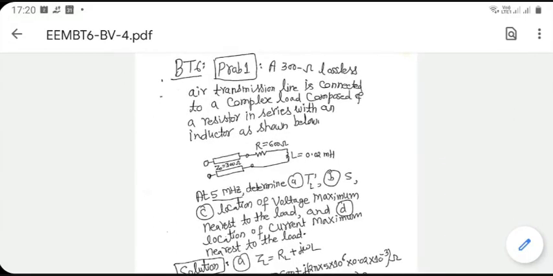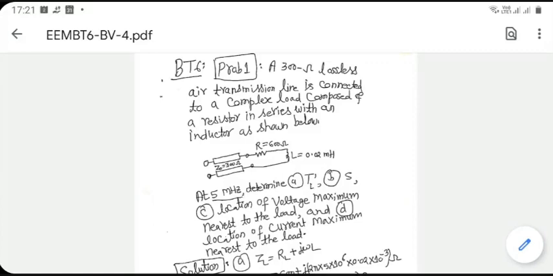A 300 ohm lossless air transmission line. By the way, the word lossless is not always going to mean air. There can be lossless media other than air also. That is why this problem carefully states lossless and air together. So a 300 ohm, that means Z0 is 300 ohm. A 300 ohm lossless air transmission line is connected to a complex load composed of a resistor in series with an inductor as shown below. 600 ohm resistor in series with a 0.02 millihenry inductor.